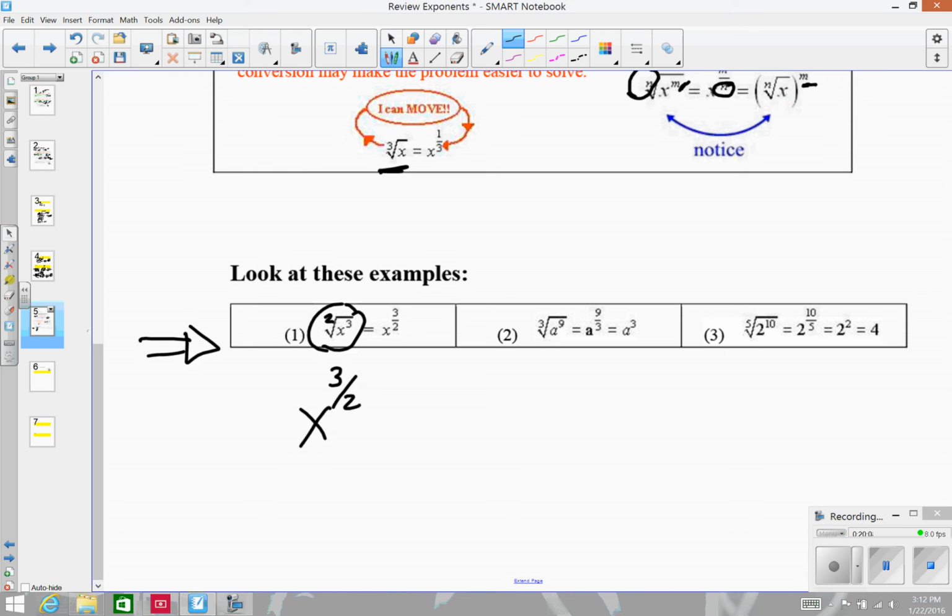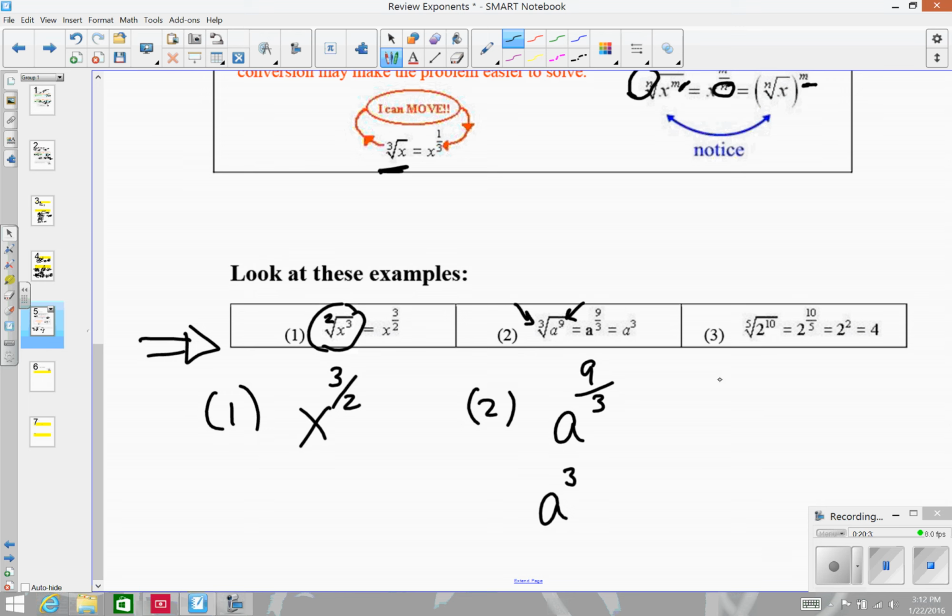The denominator is my index of the radical. In this second example, the index here is 3. That's going to be the denominator of my exponent. I've got a, denominator is going to be 3. A is to the 9th power, that goes in the numerator. This can be simplified. 9 over 3 becomes 3.